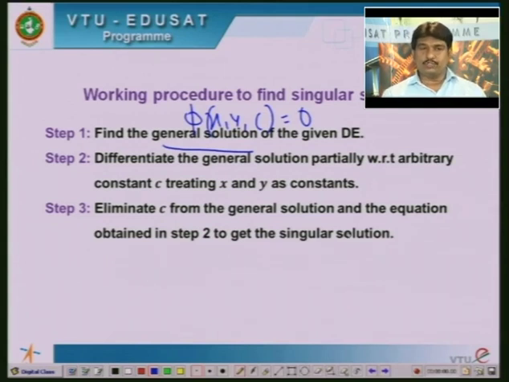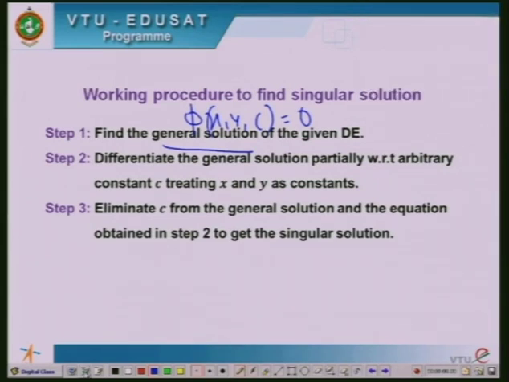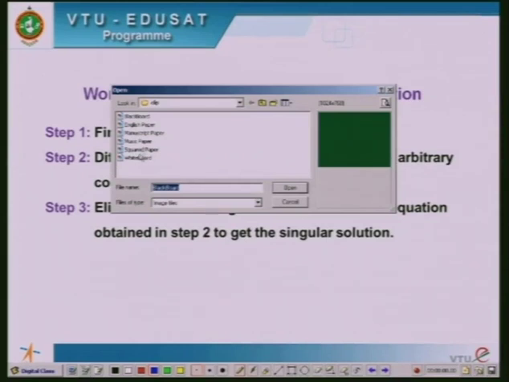First, find the general solution. Differentiate that general solution with respect to the arbitrary constant present, treating the other two variables, that is x and y, as constants. You will get one relation. Eliminate c from the general solution and the equation obtained from it to get the required singular solution. Now what is it geometrically? To understand that clearly, I'll start with the formation first.